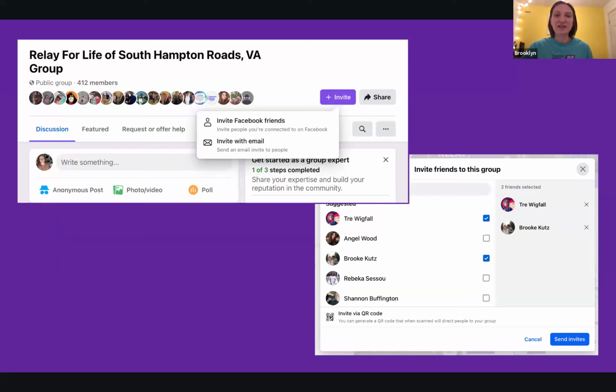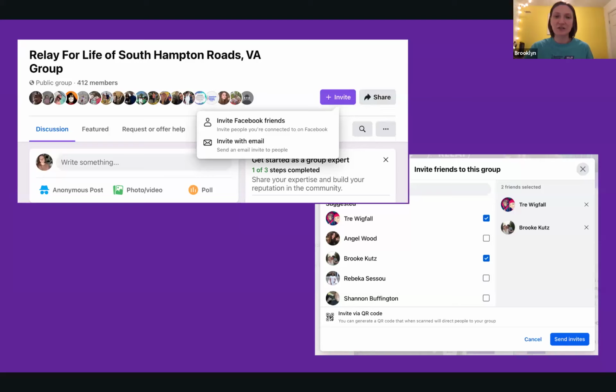Another way, it's very simple. I actually thought of this while I was making this presentation. A simple way to get people to join your page is honestly just inviting people to join. It's super simple. You just hit the invite button at the top of the group.